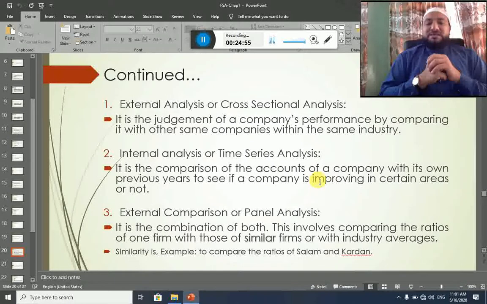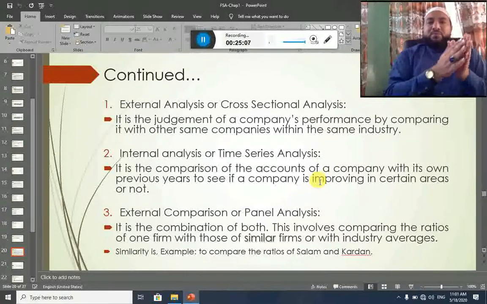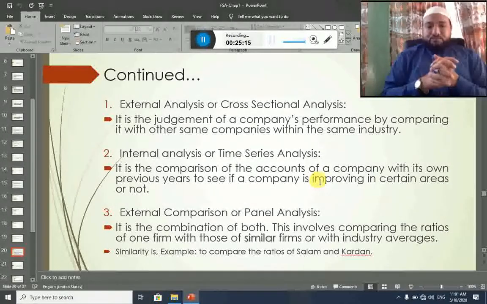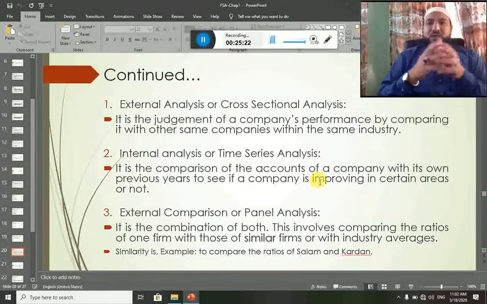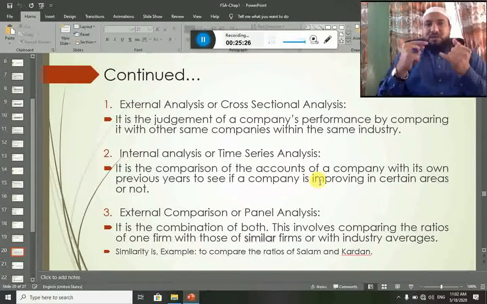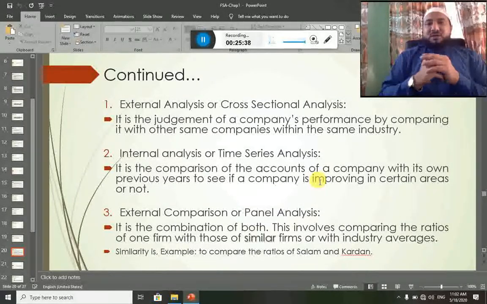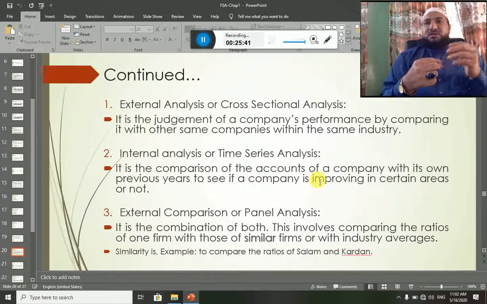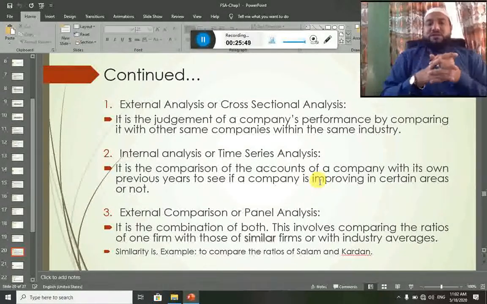Similarly, we have internal analysis or time series analysis. From the name you can see that internal means you compare a company's performance with respect to different years. Like, for example, you compare the performance of a company over 4 to 5 years. You do not compare one company with other, right? In this you compare your company's performance with respect to different years. For example, you take 1 year as a base year. For example, you take 2018 as a base year, and then you compare the performance of 2019 with 2018. Then you compare performance of 2020 with 2018, right? So this is called internal analysis or internal comparison.